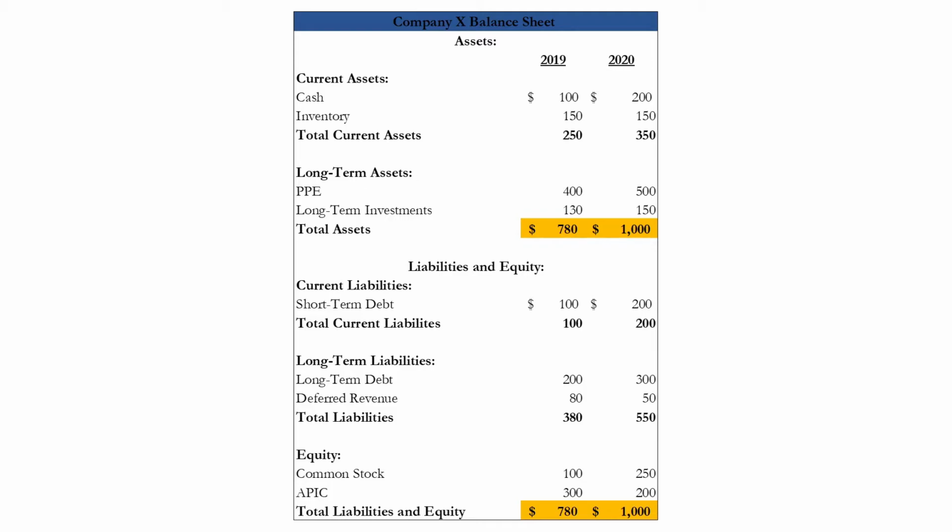This is going to be like plant, property, and equipment, different long-term investments, whatever they may be. And then when we add our current assets and our long-term assets, that's going to make our total assets right there, right in the highlighted yellow.